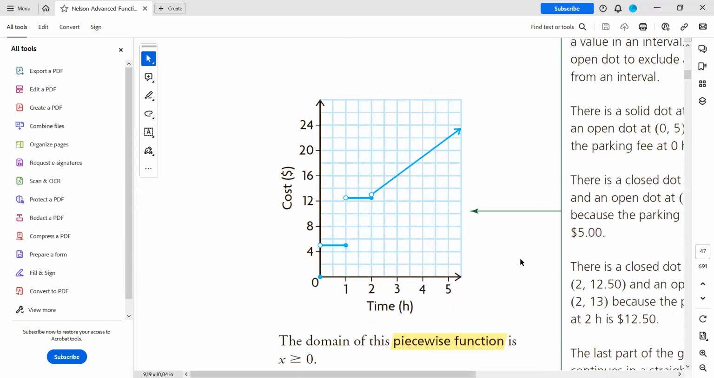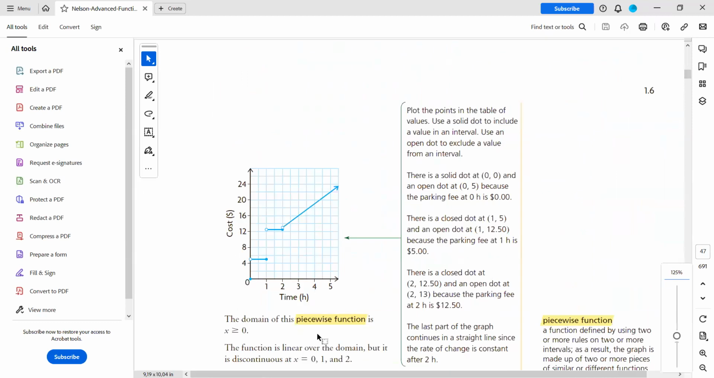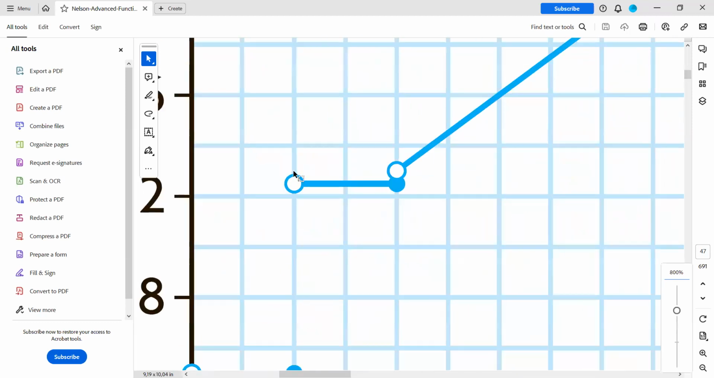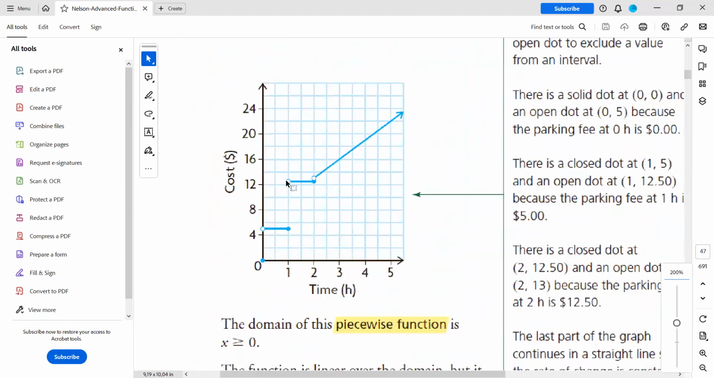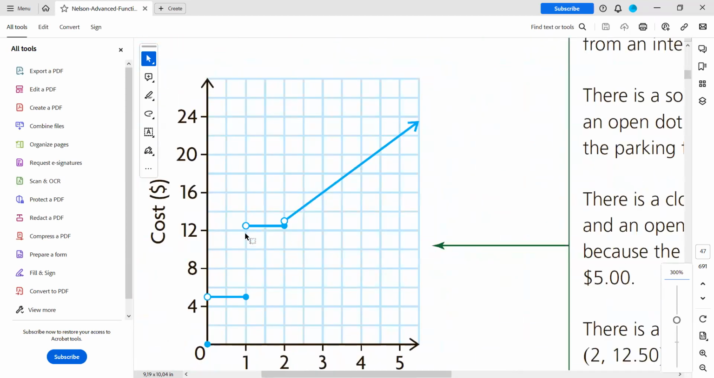The domain of this piecewise function is x greater or equal to 0, because time cannot be negative. And the function is linear over the domain, but it is discontinuous at x equals 0, you see? Discontinuous at 1, this is the empty point that we sketched before, and discontinuous at 2, right here, because we jumped from $12.50 to $13 after 2 hours.